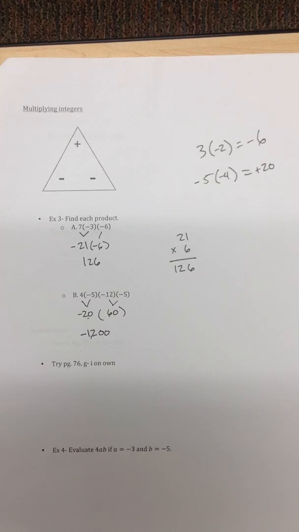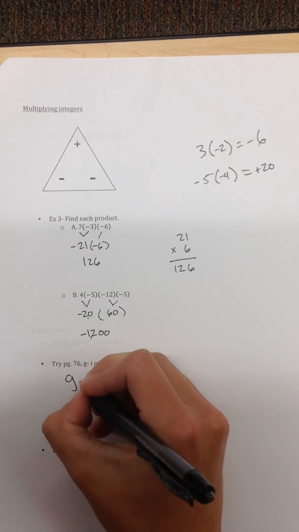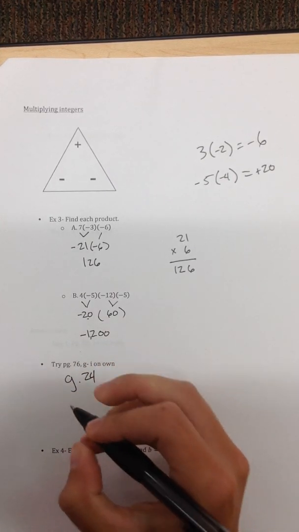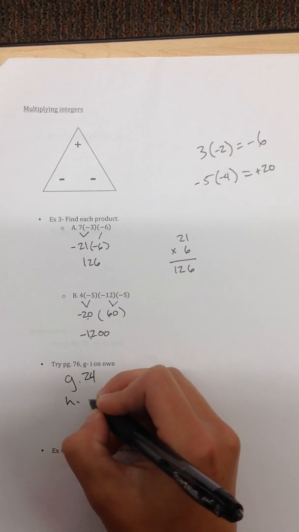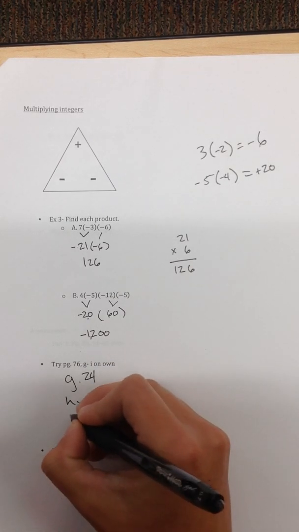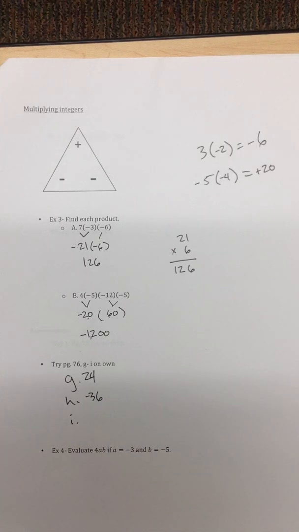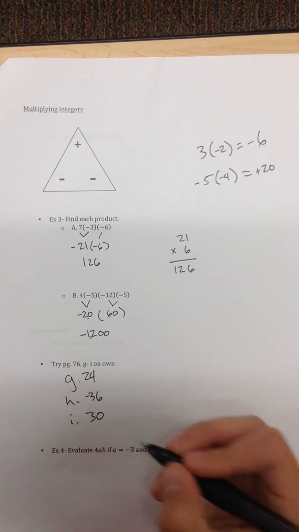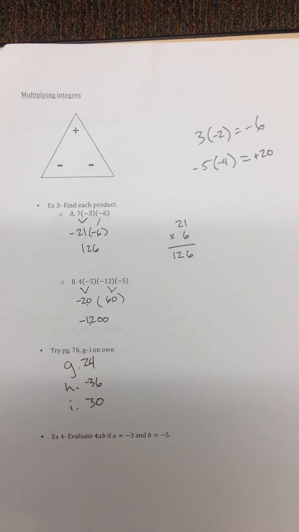Okay. So you guys try out on page 76, G through I, and then I'll get you the answers. So G should be 24, H should be negative 36, and I should be 30. Okay, so anytime you got more than 2, pick out 2, attack those, and then drop down whatever you got left, and then just keep multiplying until you're down to your final answer.